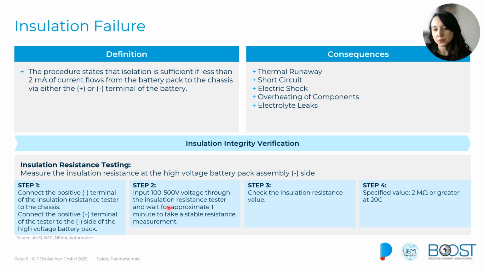And here, after we apply that voltage, we have to wait approximately 1 minute to have a stable resistance measurement. We take that value, and if the value is above 2 megaohms, it means that the system is well insulated. This is a test that we can use to validate the insulation in the battery when the battery is being produced, but also if we want, for instance, to disassemble or to work with the battery, we can follow the same process.